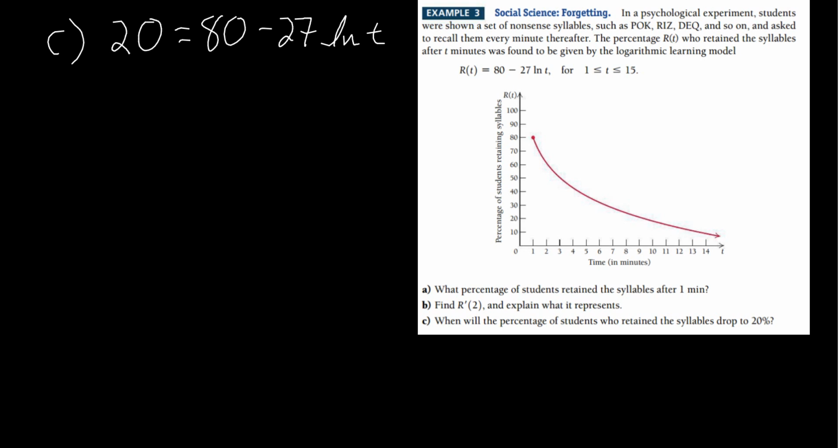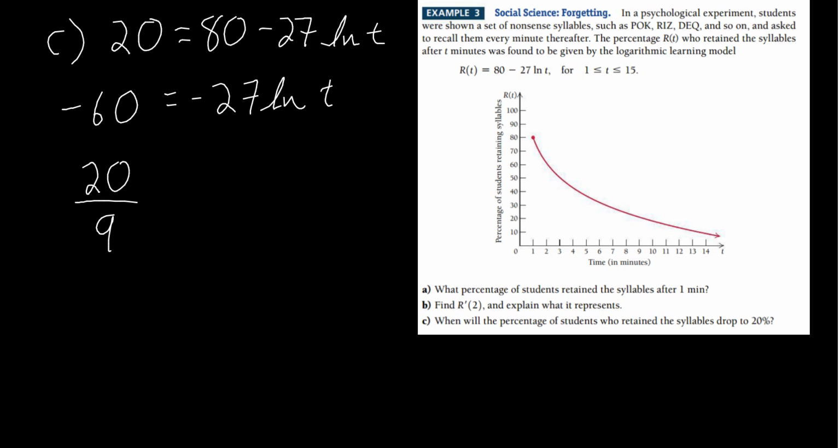And then let's do the arithmetic here. So we're going to go ahead and subtract 80 from both sides. So we've got a negative 60 is equal to a negative 27 natural log of t. All right, and then we can go ahead and divide both sides by a negative 27. And we can reduce that to what? Looks like 3 goes into both. So we can reduce that to a positive 20 over 9, because it's a negative divided by a negative. So 20 over 9, and that's equal to the natural log of t.